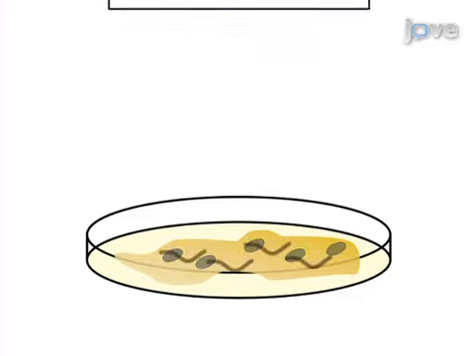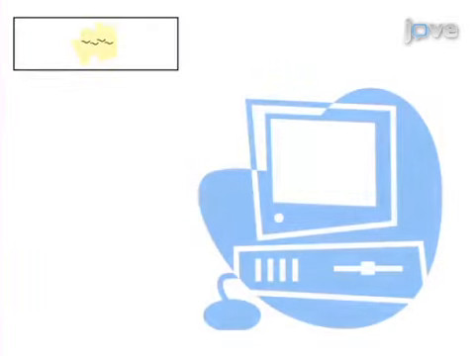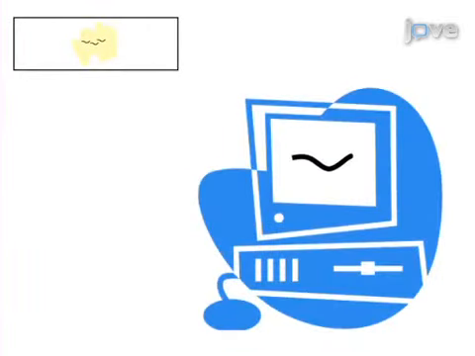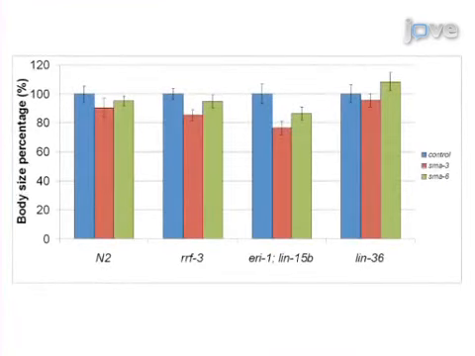At the desired stage of development, the progeny are collected and mounted on slides. Finally, microscopic images of the worms are acquired. Analysis of the image demonstrates changes in body size caused by gene inactivation.